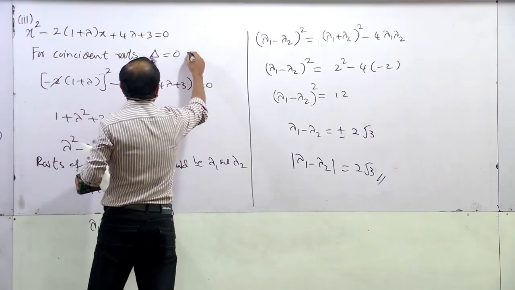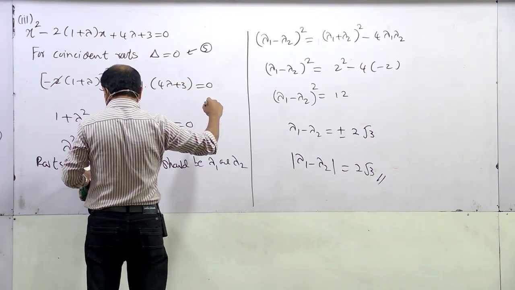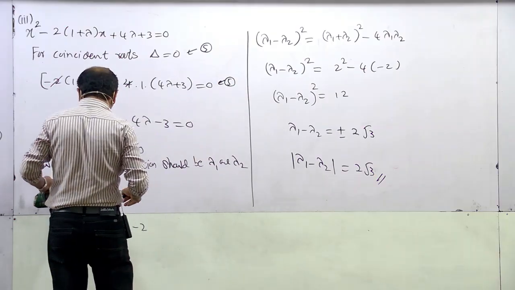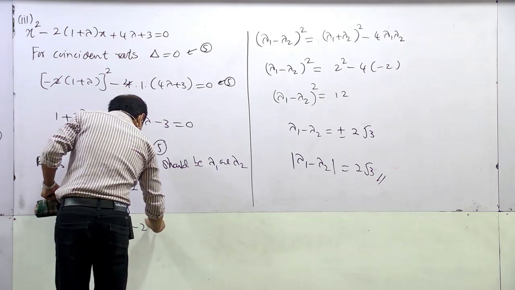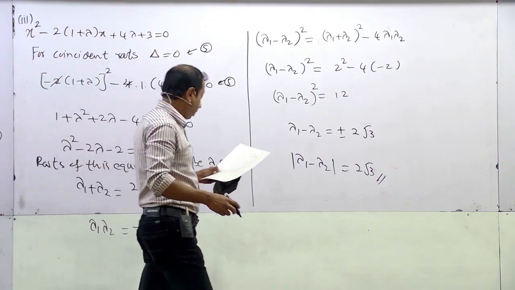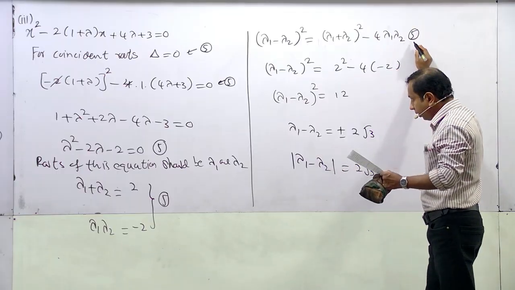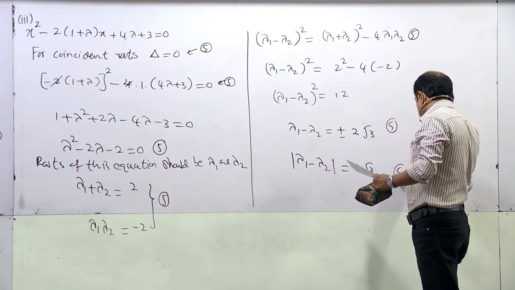For coincident roots, this is 5 marks. Writing delta and substituting here, 5 marks. Getting this quadratic equation, 5 marks. Writing this 2 for both, 5 marks. Writing this, 5 marks, and taking this, 5 marks, and the final answer, 5 marks.